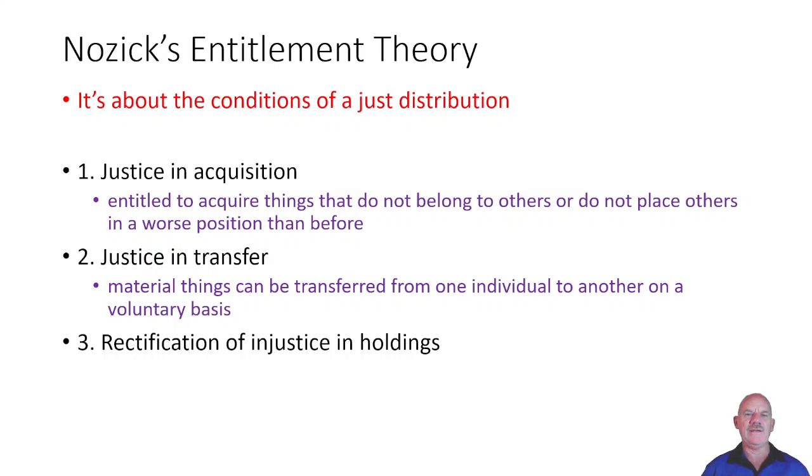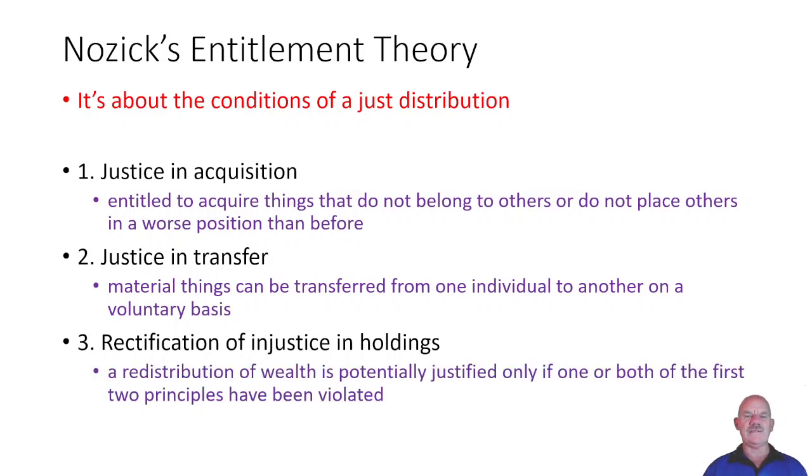Now the standard market method of transferring things is that you buy something in a transaction. I go to the store, I buy a basket full of goods, I give the store owner money for it, and both of us are happy. He's making a profit, so that's voluntary. Injustice in transfer is if I steal something from you, then that's not voluntary. You wouldn't give it to me on a voluntary basis if I steal it.